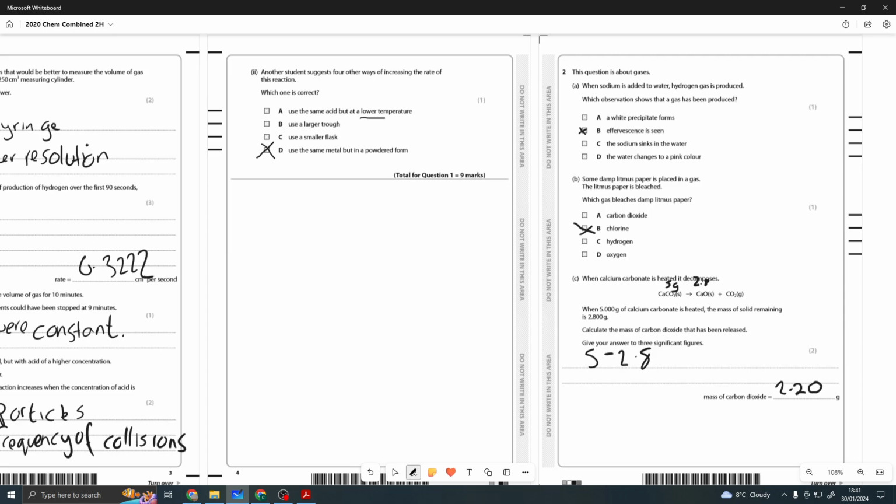There you go. Now, if you don't give it 3 significant figures, you'll only get 1. Now it tells you there to do it, so just do it.